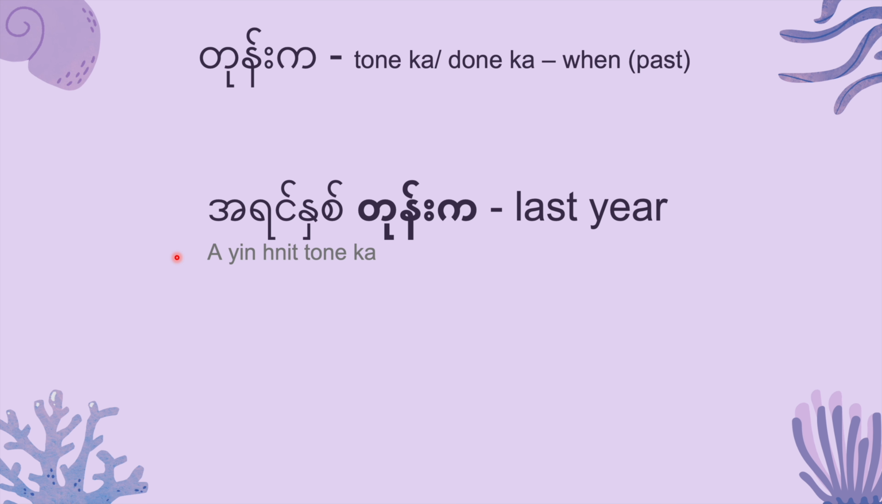From this point onwards, we will be looking at more examples of donga. In our previous examples, ye cho ni donga, ain za lo ni donga, donga was used together with actions like ye cho de, ain za lo de. It can also be used with time expressions. For example, ayin nit donga, last year. Ayin means previous. Nit means year. Ayin nit donga.